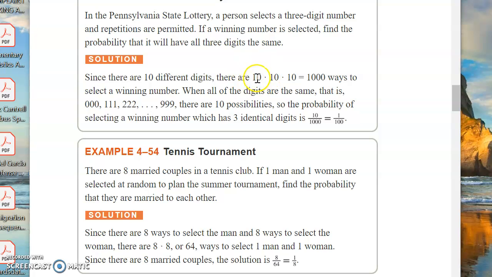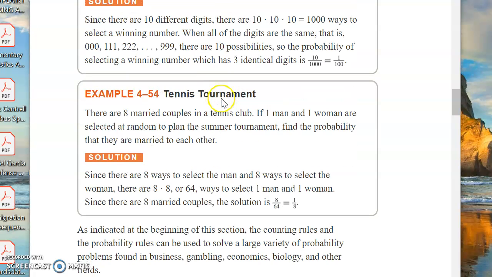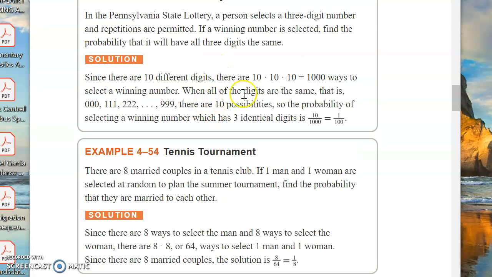Out of the first number that wins, how many possibilities are there? There's 10. For the second guy, how many are there? 10, and so forth. So 10 times 10 times 10, there's 1,000 ways to select a winning number. When all the digits are the same, that is 0, 0, 0, 1, 1, 1, 2, 2, 2, there are only 10 possibilities. So the probability of selecting a winning number which has 3 identical digits is 10 over 1,000, which is 1 over 100.